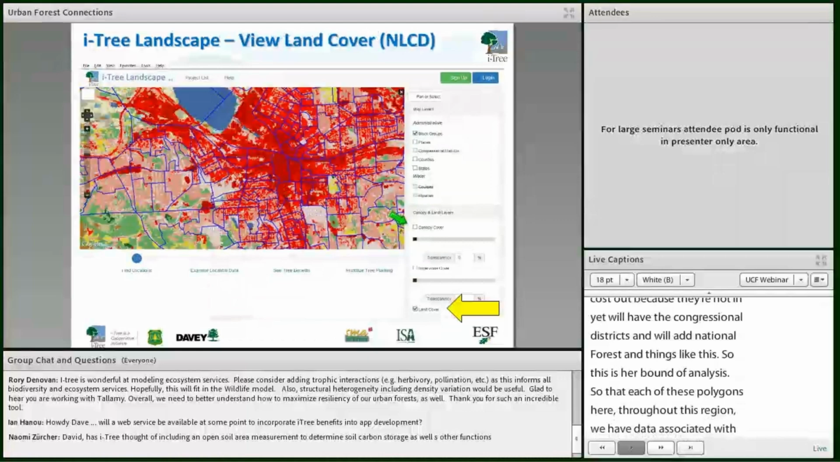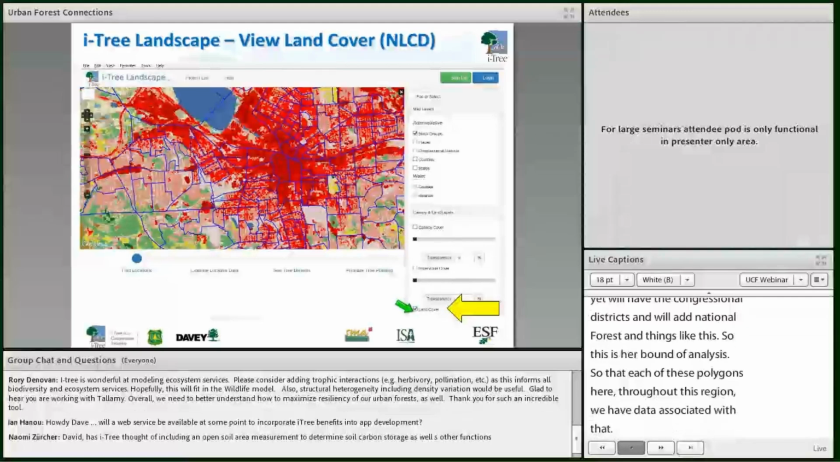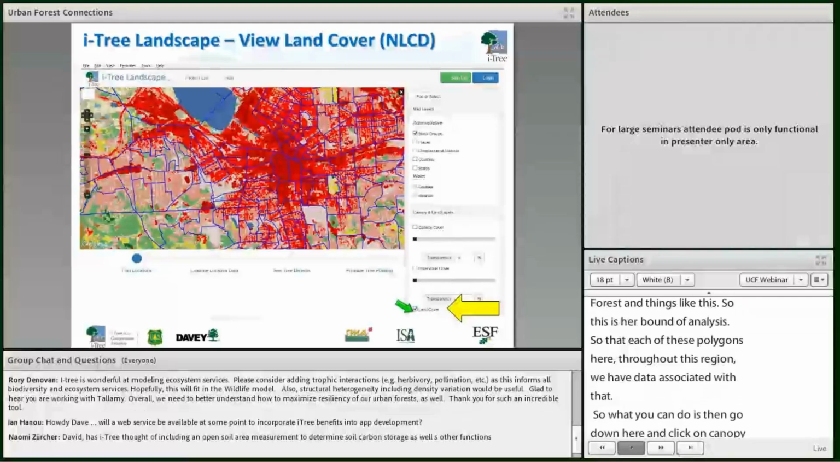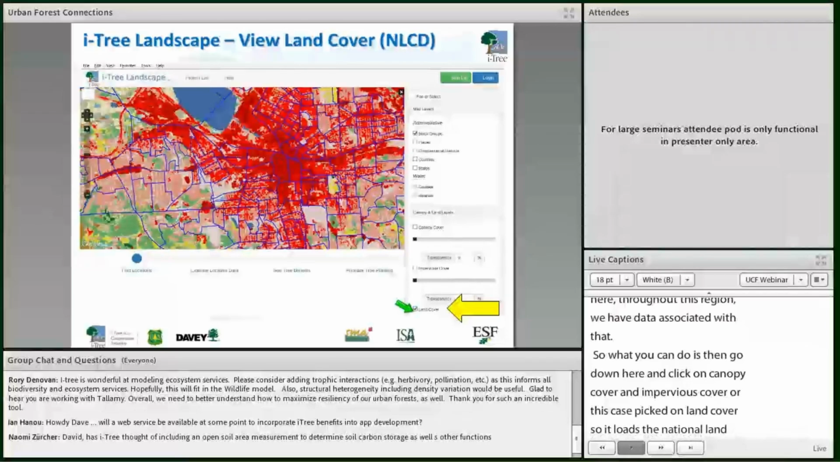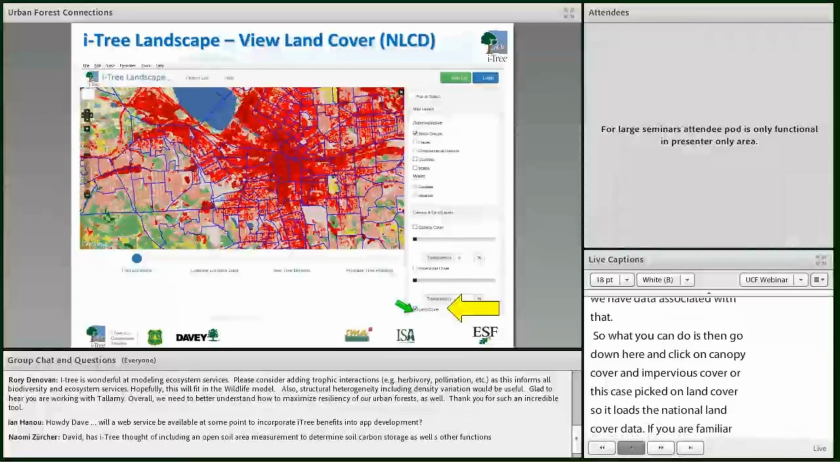So what you can do is then you go down here, you can click on canopy cover, impervious cover, or in this case I clicked on land cover. So it loads the national land cover data. If you're familiar with this, it takes like 2 seconds. In the past, you had to download all the national land cover data. It took a while to do this. It's all pre-processed and loads up right for your area. For anywhere in the lower 48 states, you can do the same thing with the impervious cover map and the tree cover maps.